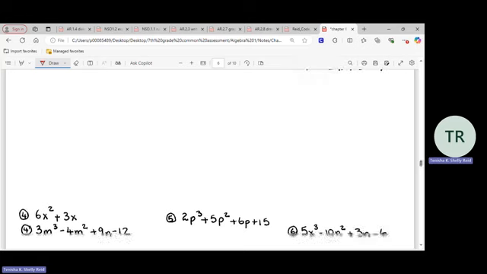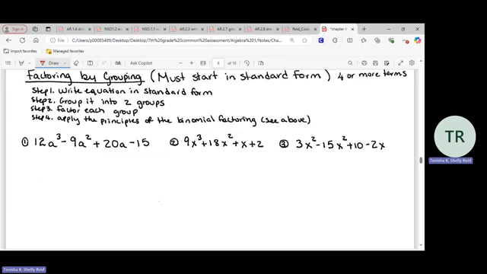Let's look at number 1. We're going to write this equation first in standard form. 12a^3 minus 9a^2 plus 20a minus 15. Yes, 3, 2, 1, 0 on the degrees. It is in standard form. So then, step 2, we're just going to group it into 2 and keep that sign in front of it.